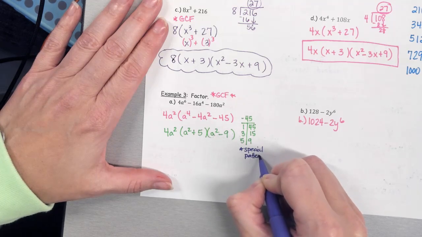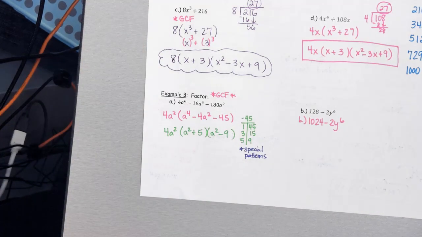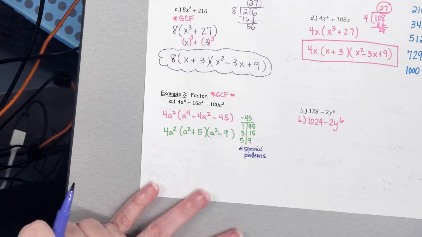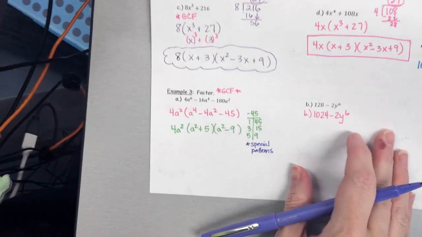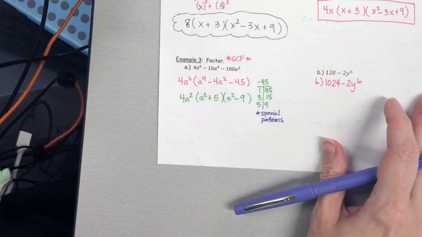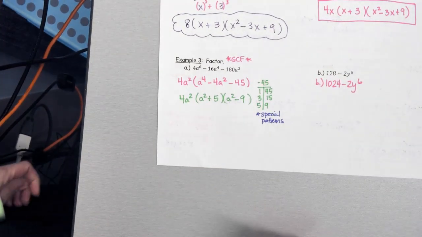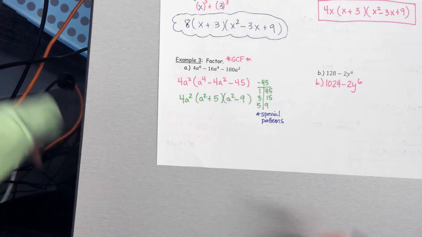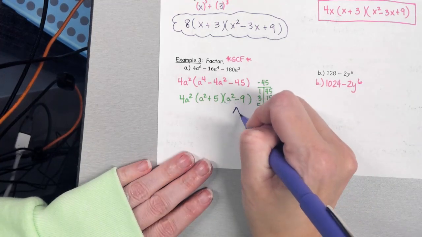Sometimes they happen, sometimes they don't, but we do have one here. Which one is the special pattern? The difference of 2 squares? Yep, which one? Which one is the perfect square? Yep, the 9, okay? So this is going to break down.